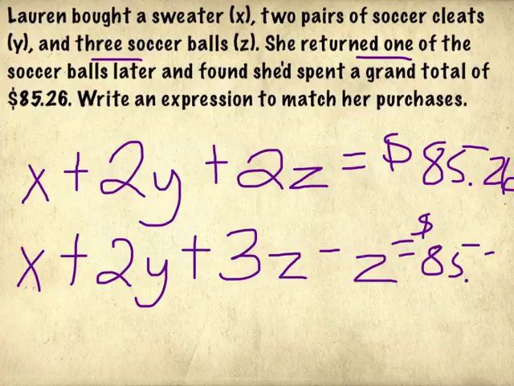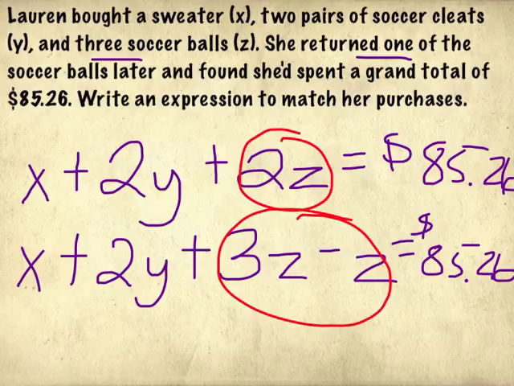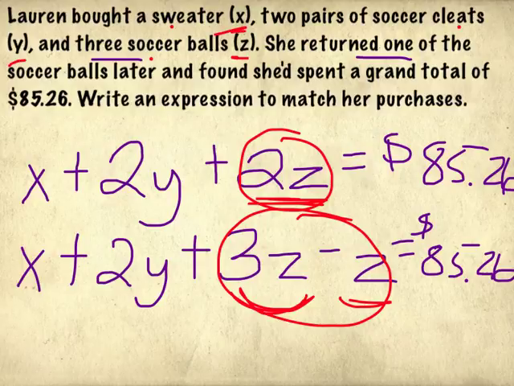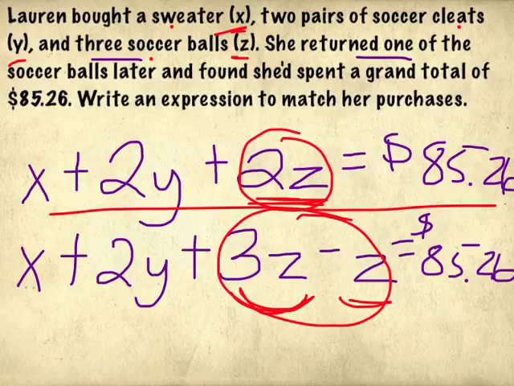Just notice when you're looking at this that 2Z and 3Z take away Z are going to be the same, right? Because if I have 3 Z's and I take 1 away, it will equal 2Z. That's all there is to writing an expression. You just have to look at what she bought. A letter gets assigned to each thing, and then you write it as an equation.